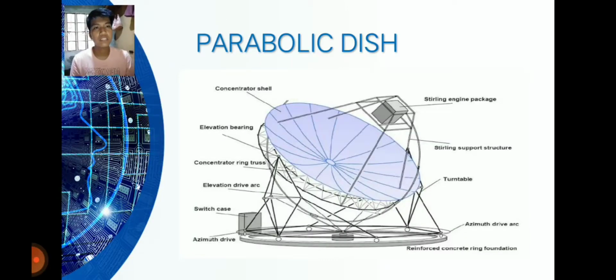So yung parabolic dish, ito yung example ng parabolic dish. So yung bilog na yon, tawag doon is concentrator shell, yung malaking bilog. Then yung box sa taas na yon, ang tawag doon is Stirling engine package. Then yung naka-stand na ganun sa may Stirling engine package, yung tinatawag na Stirling support structure.